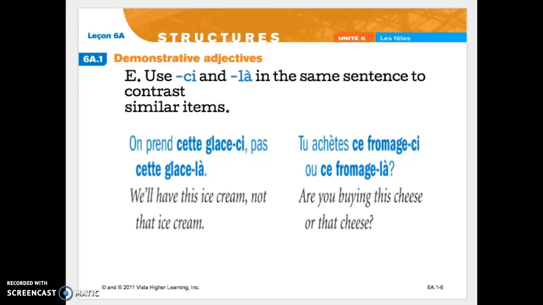You can use si and la in the same sentence to contrast similar items. We'll have this ice cream, not that ice cream. So cette glace si as opposed to cette glace la. In the second sample, are you buying this cheese or that cheese? Ce fromage ci as opposed to ce fromage là.